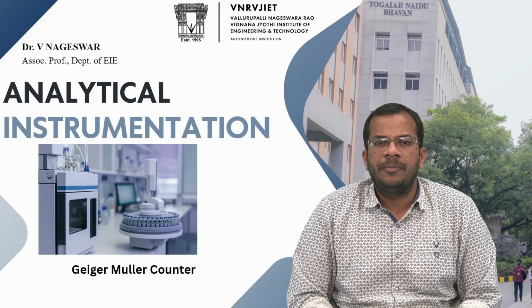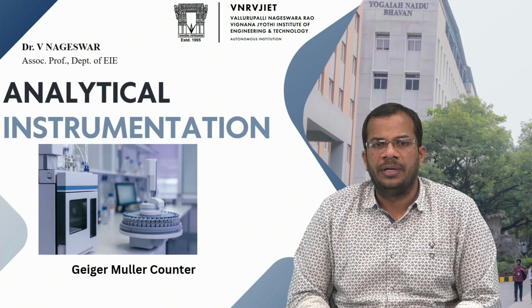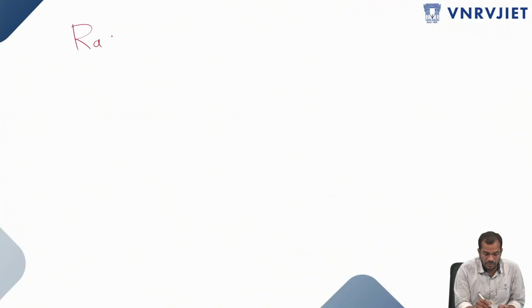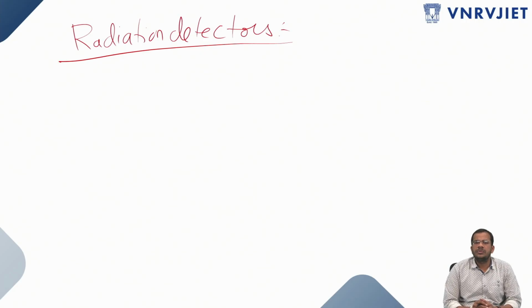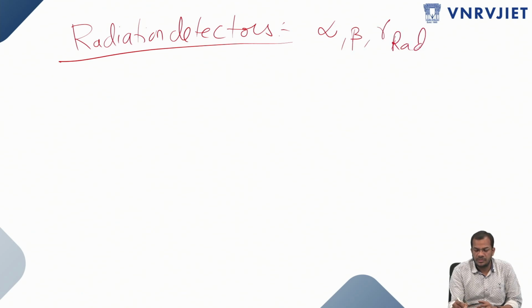Today we are going to see about the topic Geiger Muller counter, radiation detectors. So, what are radiation detectors? Radiation detectors are the detectors which are used to identify the radiations. Basically, the radiations here, what we are talking about, are alpha, beta, gamma radiations.